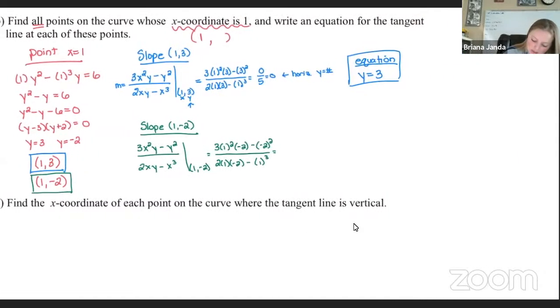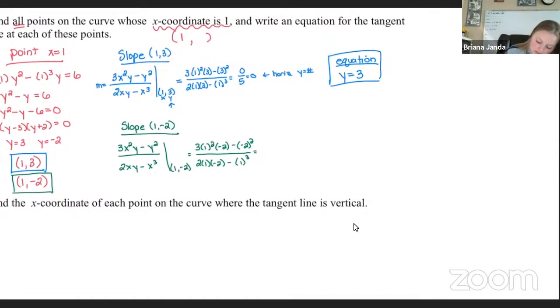Okay, and this time, let's see, we get negative 6 minus 4 would be negative 10. Negative 4 minus 1 would be negative 5. Negative 10 over negative 5 would be 2. So we get a slope of 2. So then our equation, we actually will have a more normal looking equation on this one, would be y minus our y value, so y minus negative 2 over our slope of 2, equals our slope of 2, x minus 1.